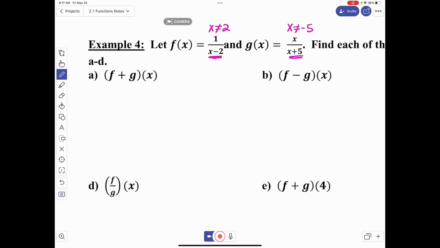So f plus g of x means that I'm just going to add. So my f of x is 1 over x minus 2 plus, and my g of x is x over x plus 5.